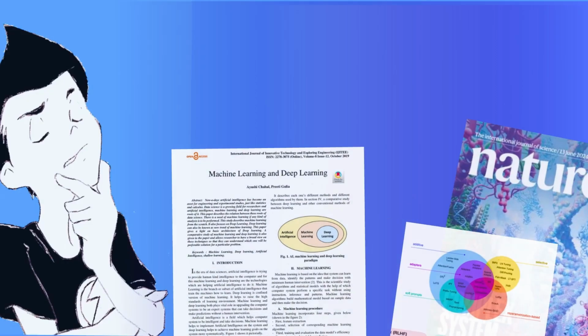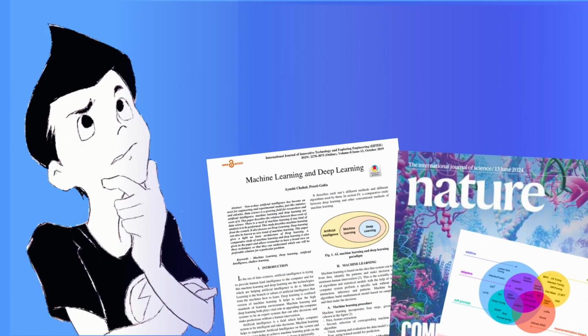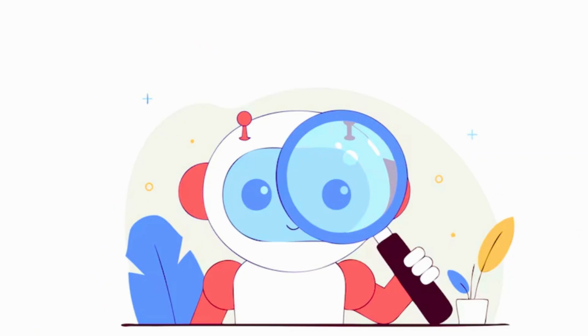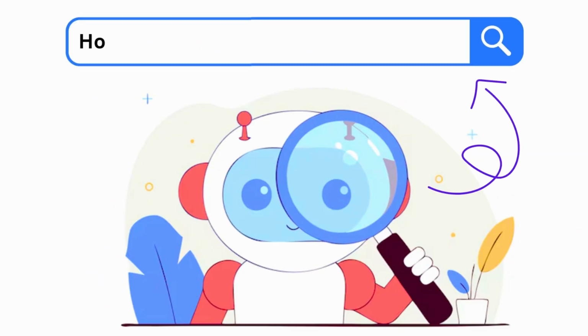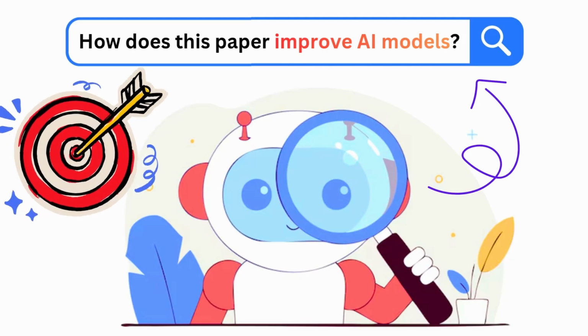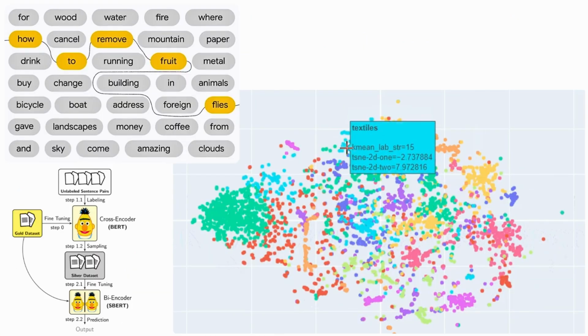Imagine this: you upload a 20-page research paper full of complex terms like neural architectures and optimization techniques. Now a user asks, how does this paper improve AI models? The problem: the exact words "improve AI models" may not even exist in the paper. This is where embeddings step in.